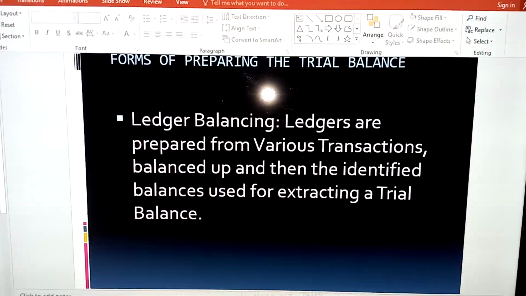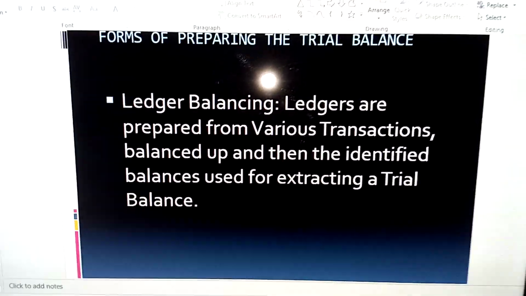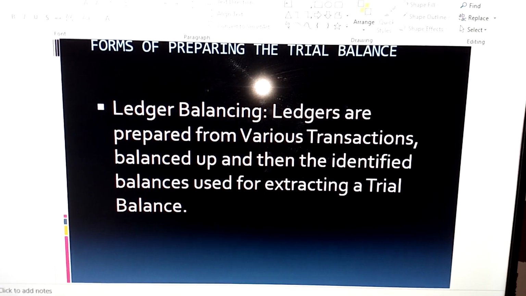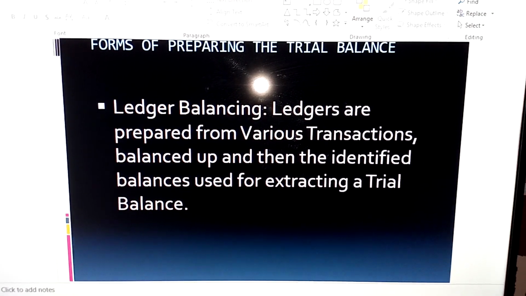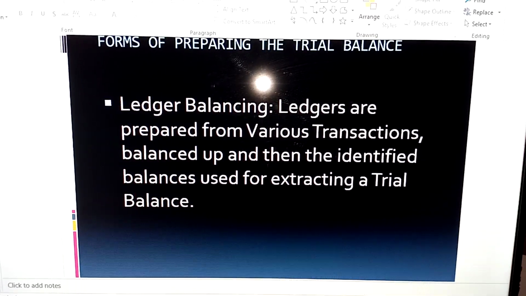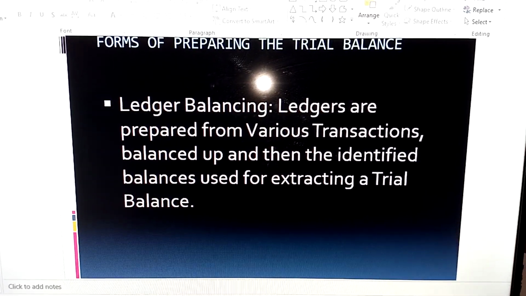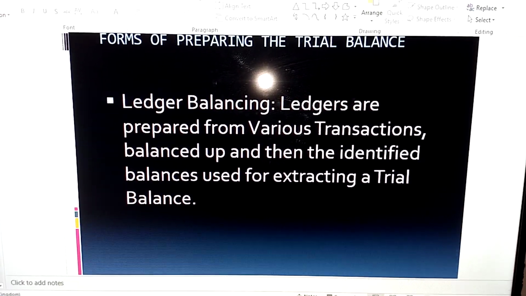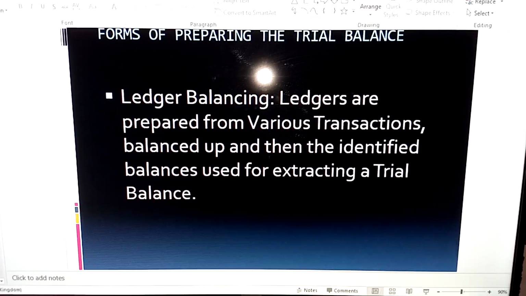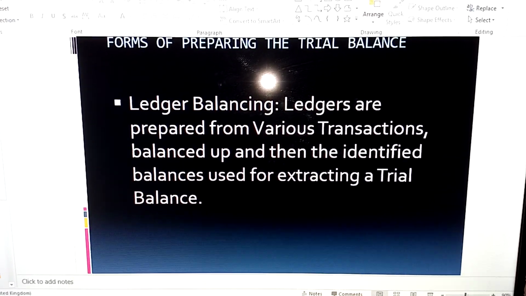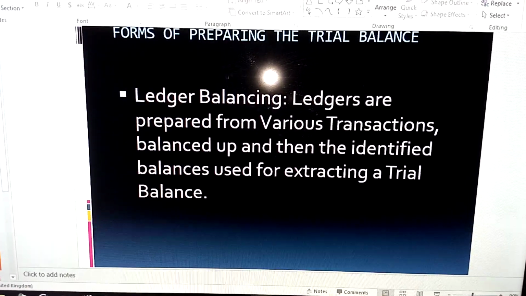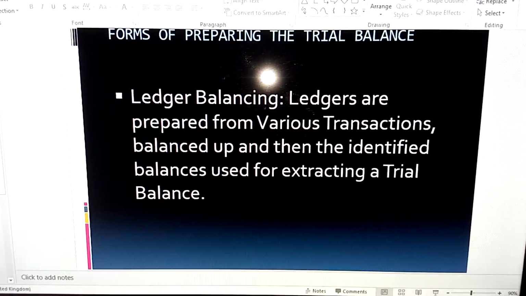In a simple form, what I am trying to say is that in our transactions, we should be able to identify items that are assets, items that are liabilities, items that are incomes, items that are what? Expenses. And then post the transactions in their various what? Ledgers. After posting to the various ledgers, we balance up the ledgers and then identify the balances in the ledgers and then use the balances identified to extract a trial balance.